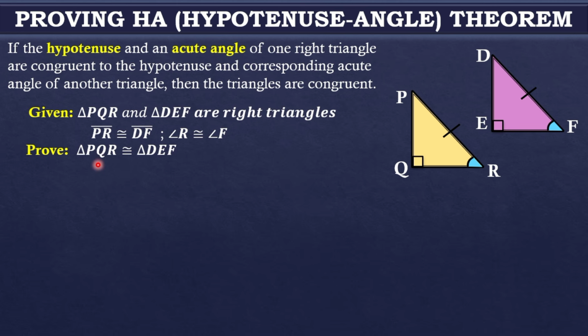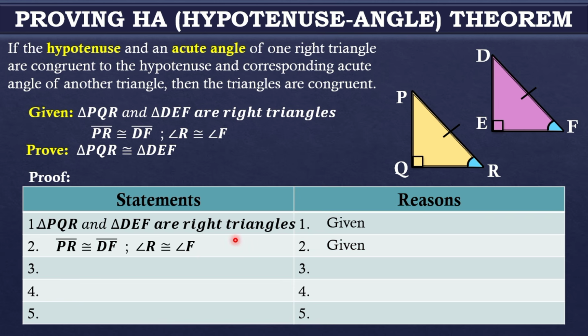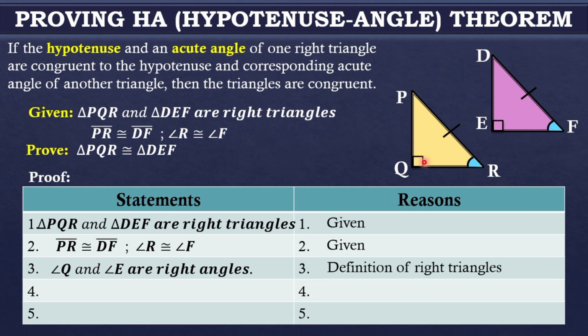So we will prove that triangle PQR is congruent to triangle DEF. So based dito sa given natin na hypotenuse and acute angle, ipoprove natin siya. So we have, of course, your given, and then another given. Now, from here, we have angle Q and angle E are right angles. Why? Kasi based dito sa given natin, these two triangles are right triangles. So, therefore, these two are right angles. So, that is definition of right triangles.